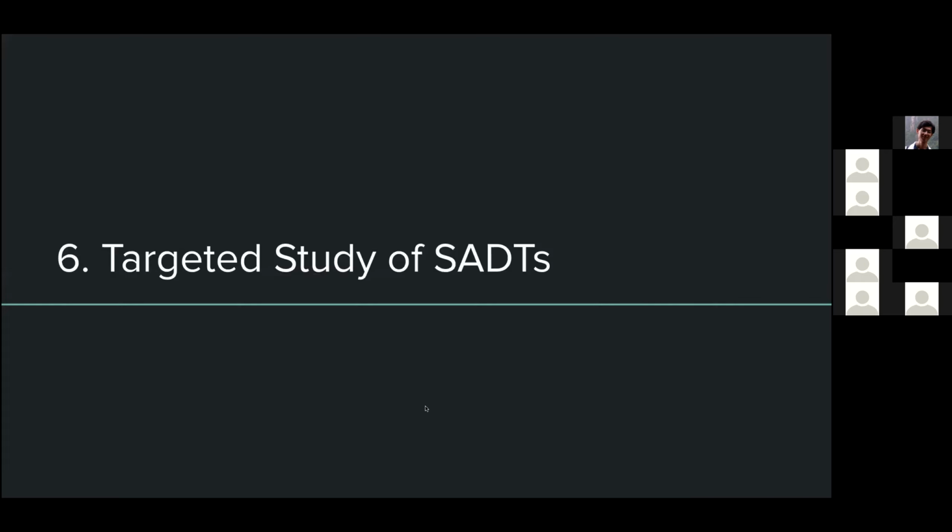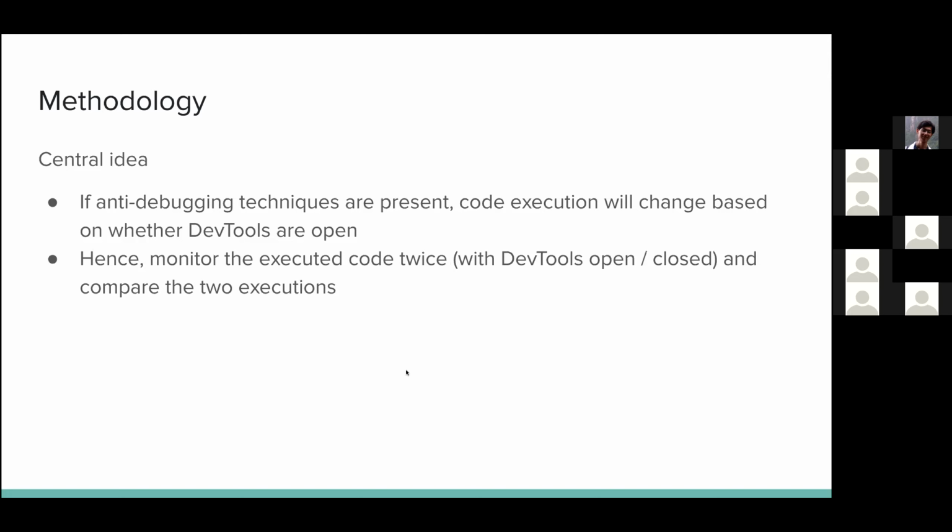Now going on to the targeted study of these last 3 techniques. The central idea is that if the anti-debugging techniques are present, the code execution will change based on whether developer tools are open or not. So they monitor the executed code twice, once with it open and once with it closed, and then compare the two executions. A better way is to run it 20 times: 10 times with it open and 10 times with it closed, and we calculate the statistical difference. So it's not actually twice, but at a high level, there are two sets of executions.